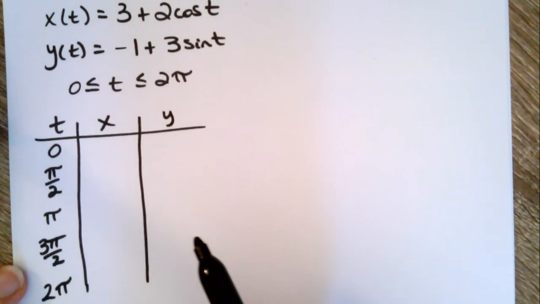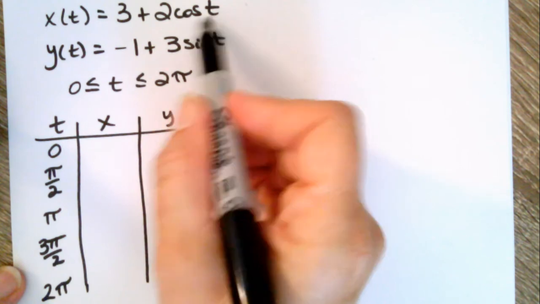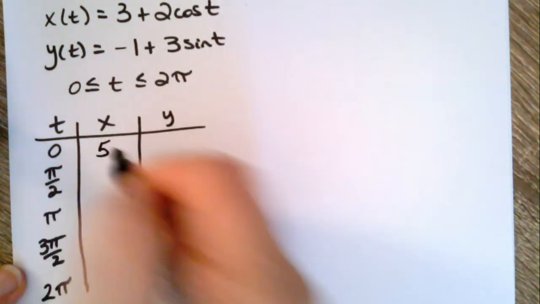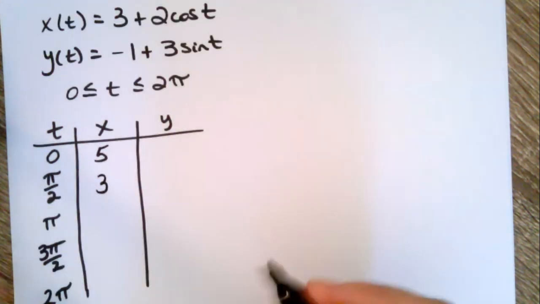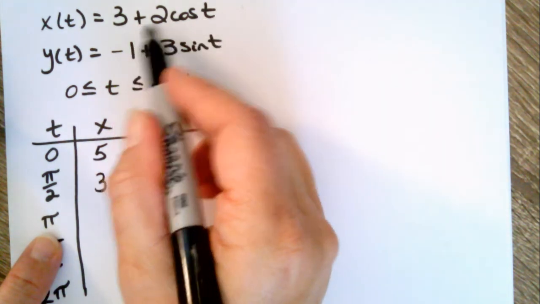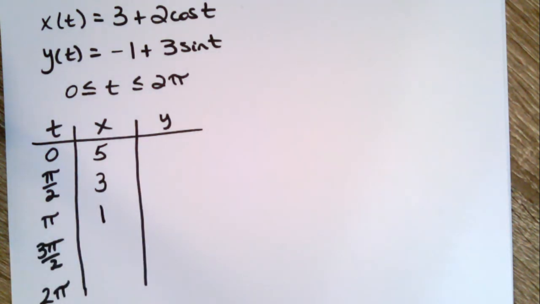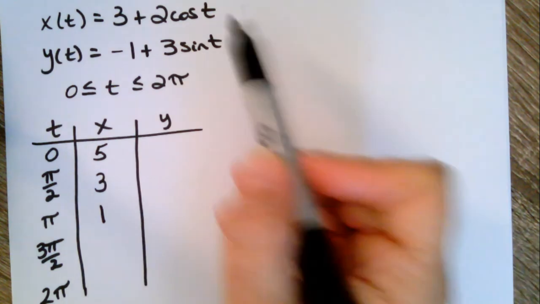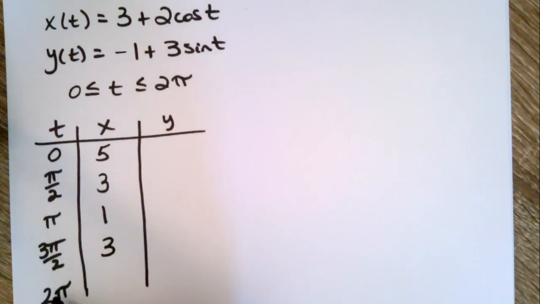And if I plug in 0 to my x equation, cosine of 0 is 1, times 2 plus 3 would be 5. If I plug in pi over 2, I get 0 here, and so this is 3. If I plug in pi, cosine of pi is -1, which would give me -2 plus 3 would be 1. If I plug in 3 pi over 2, we get 0 again, so that would give me 3. And then 2 pi, of course, is going to be coterminal with 0. We're going to be back to 5 where we started.